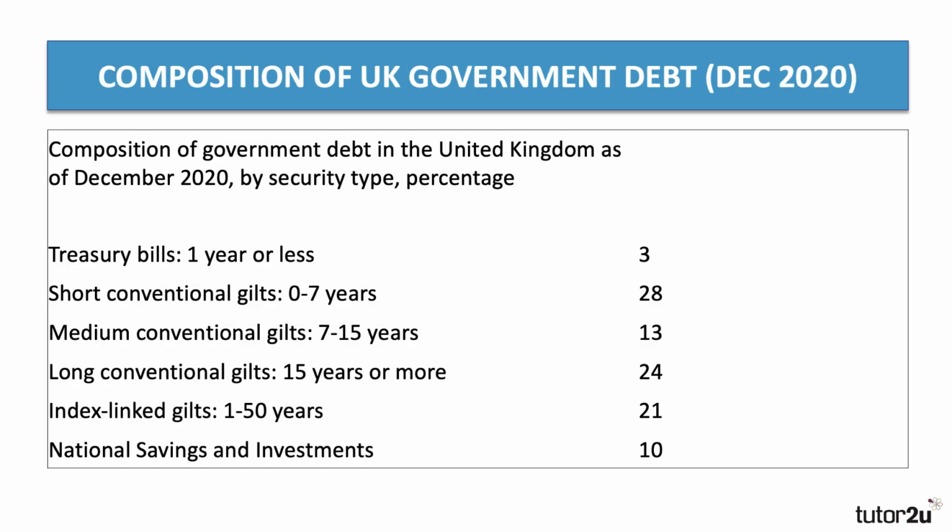If we think about the composition of UK government debt at the end of 2020, you can see here that most government debt, 28%, is between 0 and 7 years, short gilts. 24%, about a quarter, is 15 years or more. Index-linked gilts are gilts where the rate of interest tracks the rate of inflation to protect the real value. And about 10% of government bonds are in the form of national savings and investments, including, for example, premium bonds.